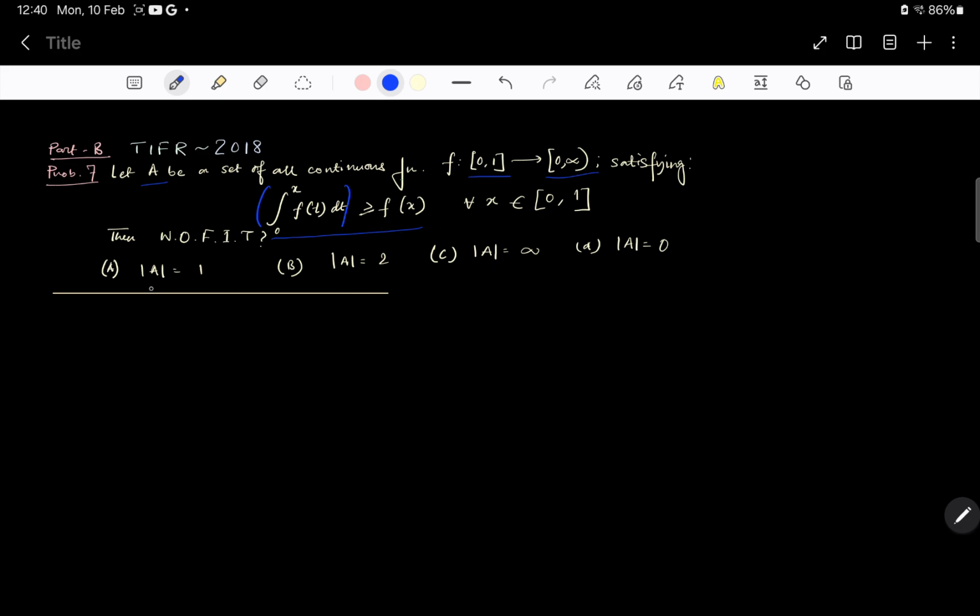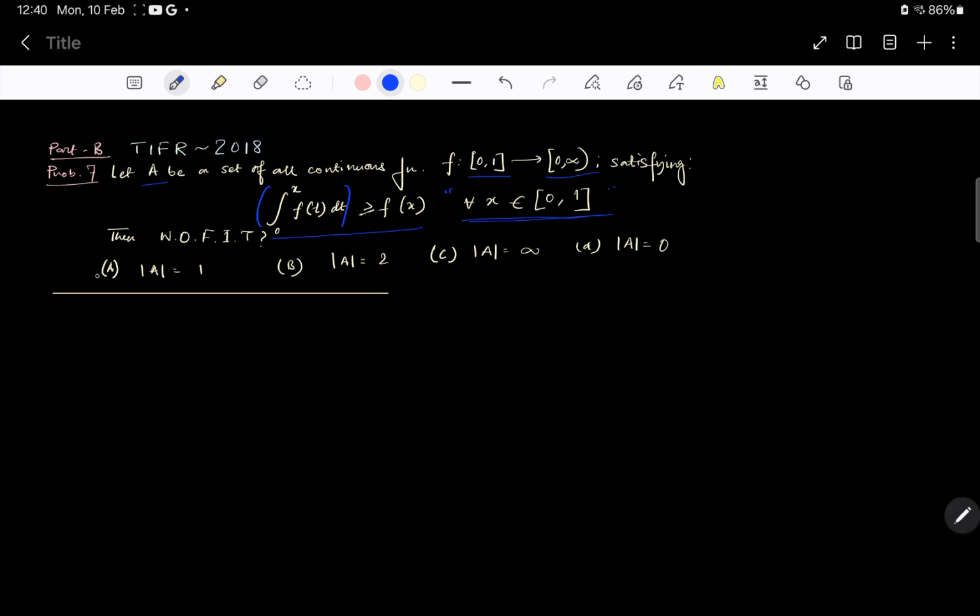Also this inequality is true for all x belonging to 0 and 1. Now observe that there is a spoiler: this statement, for all x belonging to 0 and 1, is going to play a very crucial role at the end.